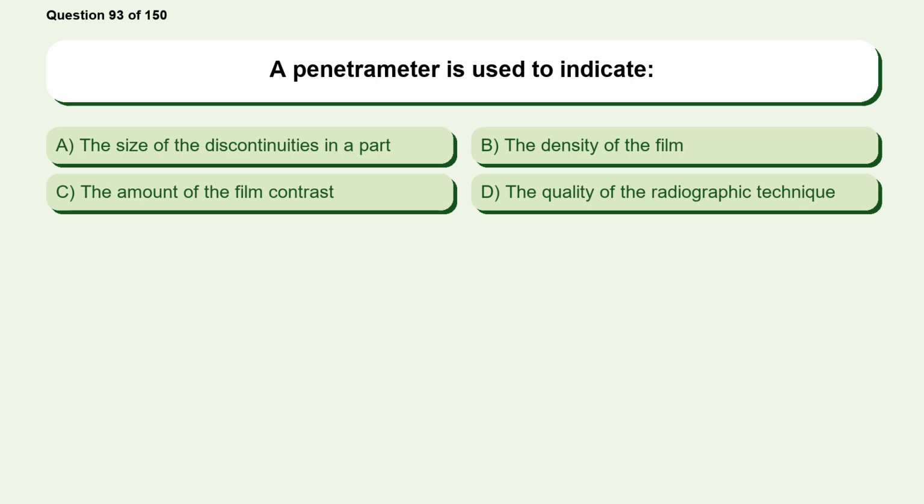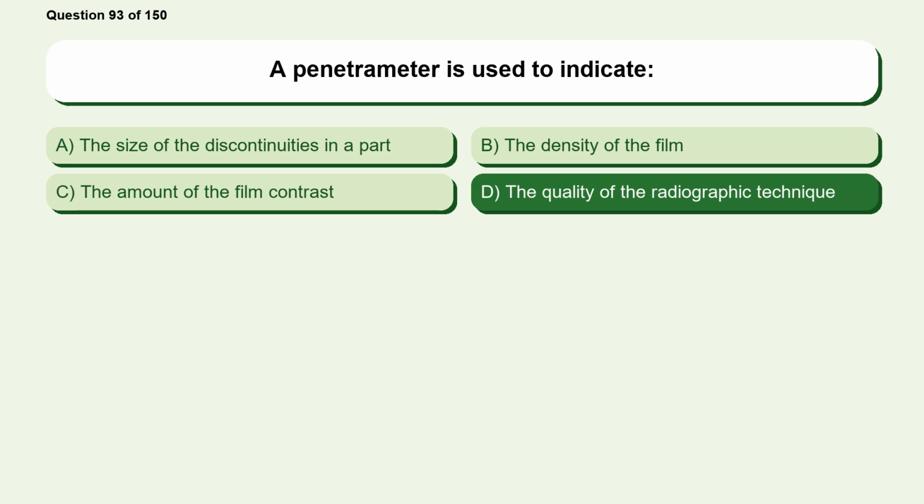Question 93. A penetrometer is used to indicate: Option A, the size of the discontinuities in a part. Option B, the density of the film. Option C, the amount of the film contrast. Option D, the quality of the radiographic technique. The correct answer is option D, the quality of the radiographic technique.